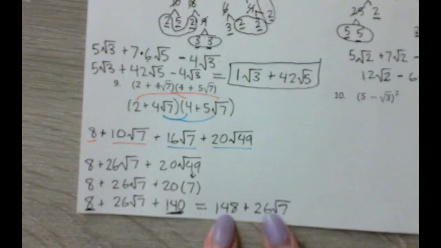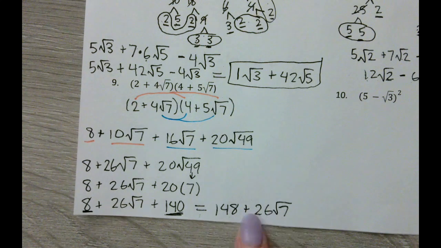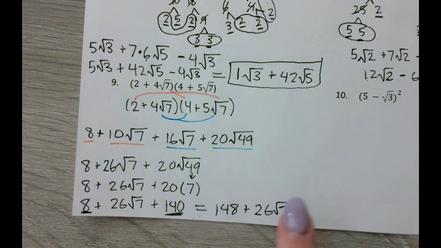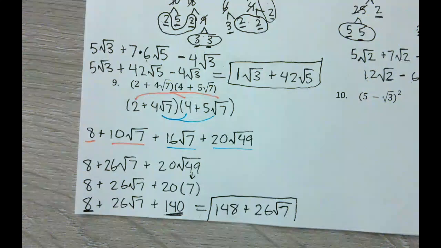I can't add these because this has a radical and this doesn't, so I'm done. By the way, if you flip-flop these, if you put the 26 square root 7 first and then the 148 next, it is still 100% correct. It doesn't matter what order you write them in, but this is typically how you do it.